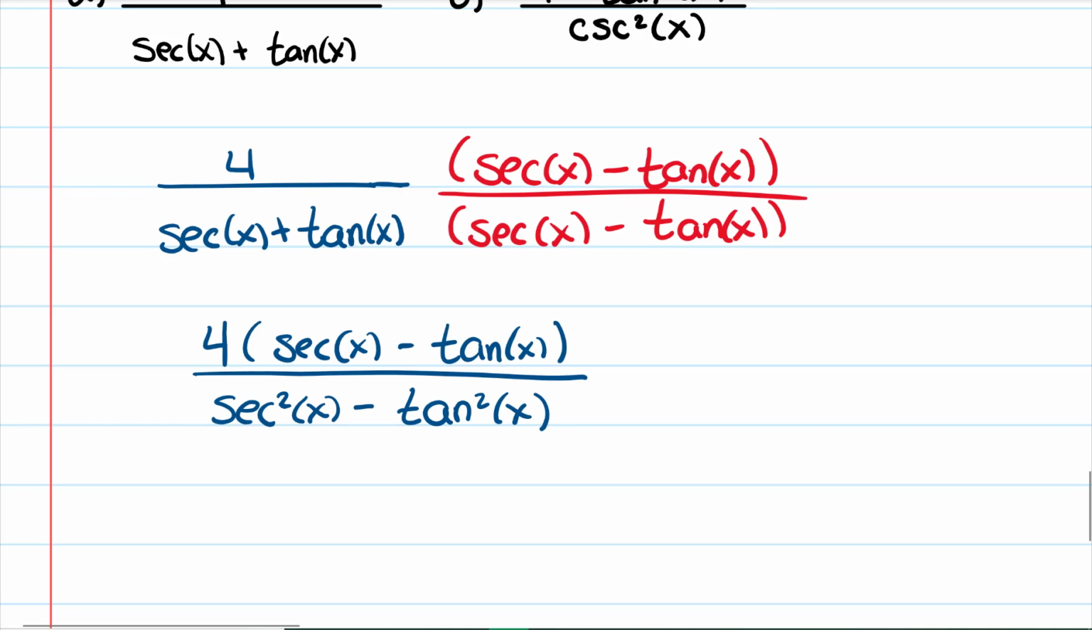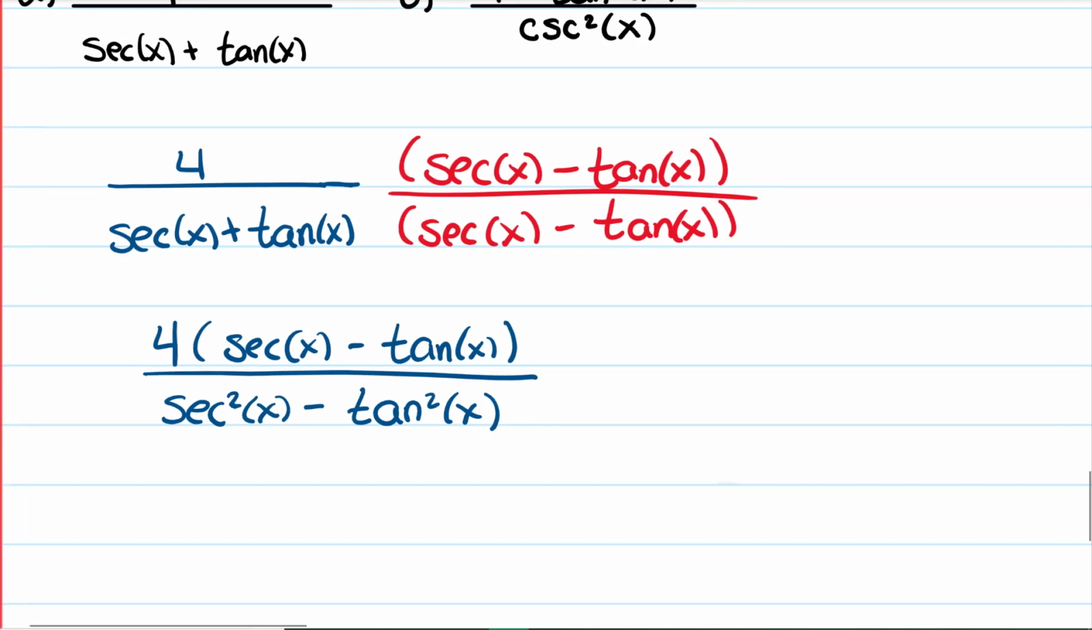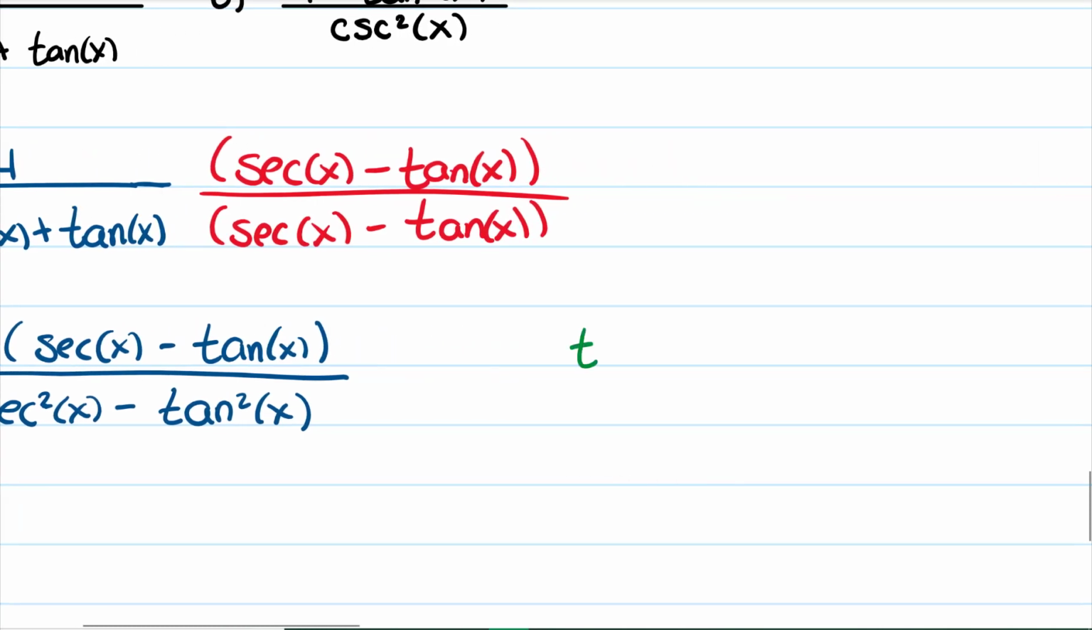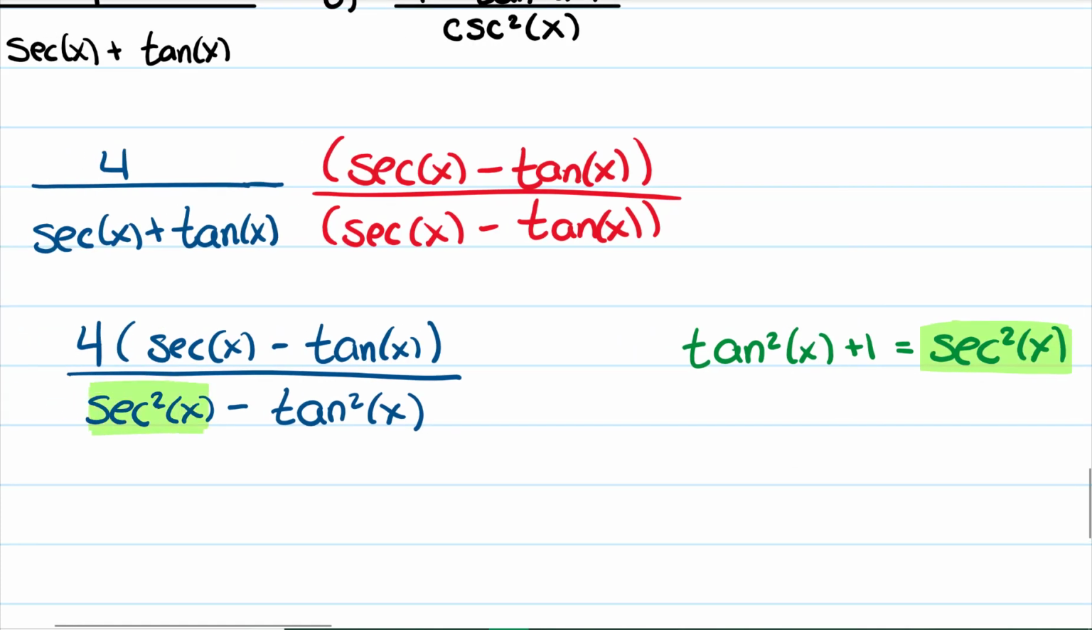Now, at this point, I have a trig term squared. So I should think Pythagorean identities. So I'm going to write down my identity that has to do with tangent and secant. So tangent squared plus 1 is equal to secant squared. So notice that I have a secant squared here and a secant squared here. So I'm going to replace this secant squared with tangent squared plus 1.